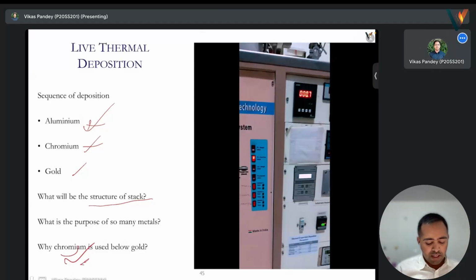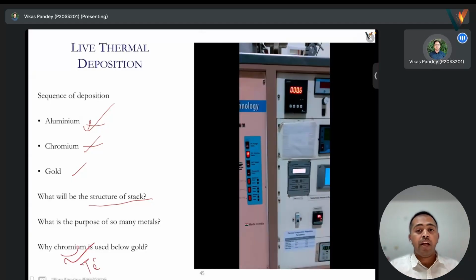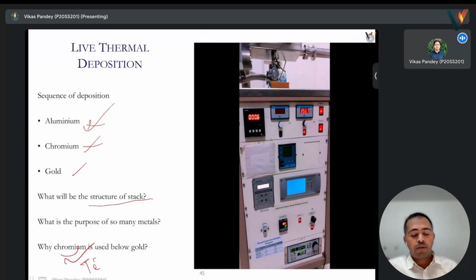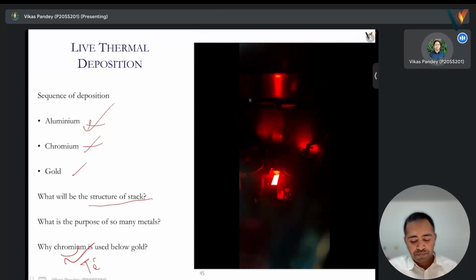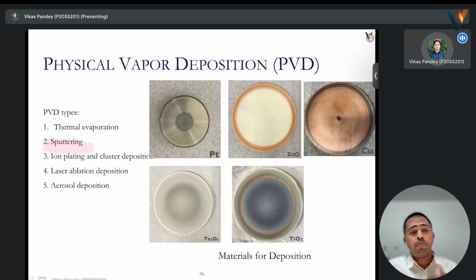Chromium or titanium, that is for good adhesion. Okay. Good adhesion of gold. Okay. Now we will come to something that is sputtering. You saw a basic overview of the PVD processes we are seeing.